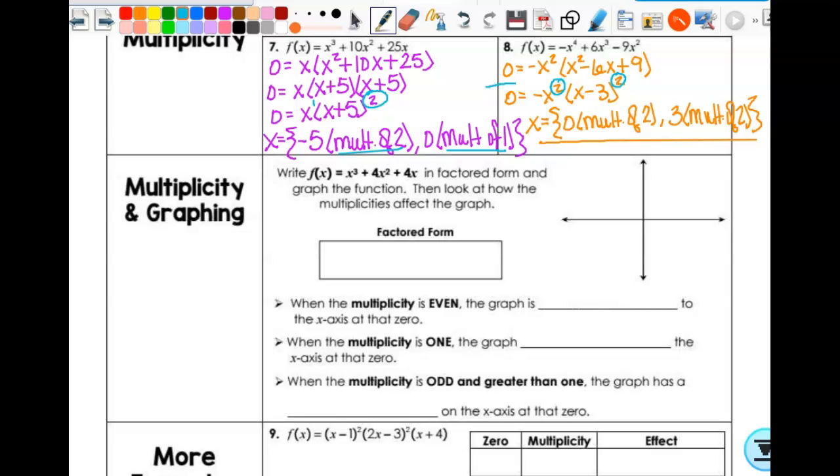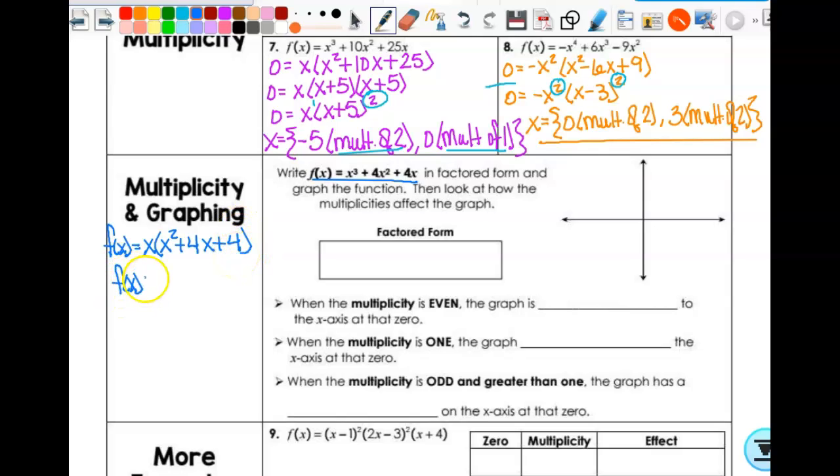All right. So let's look at this multiplicity stuff and graphing. So we're supposed to write this equation in factored form. So let's factor it. We've got f of x equals, I'll go ahead and factor out the x. That gives me x squared plus 4x plus 4.